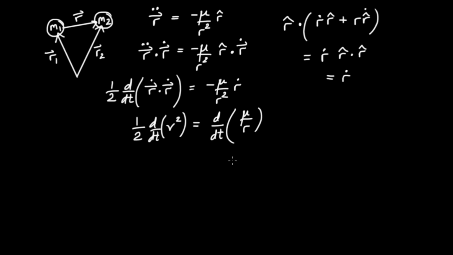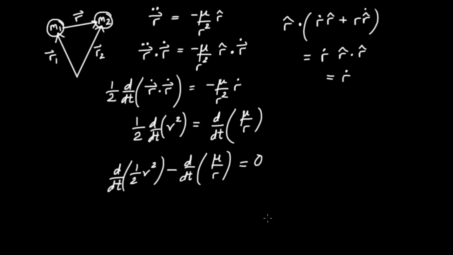For my next trick, what I'm going to do is move this thing to the left-hand side, and we're going to write d/dt. Actually, I'm going to move that constant inside right there. So d/dt of 1/2 v squared minus d/dt of mu over r is equal to 0. And I'm going to use the fact that the derivative is a linear operator. So I have a derivative of a sum, or really a difference, whatever. That's equal to the derivative of 1/2 v squared minus mu over r is equal to 0.